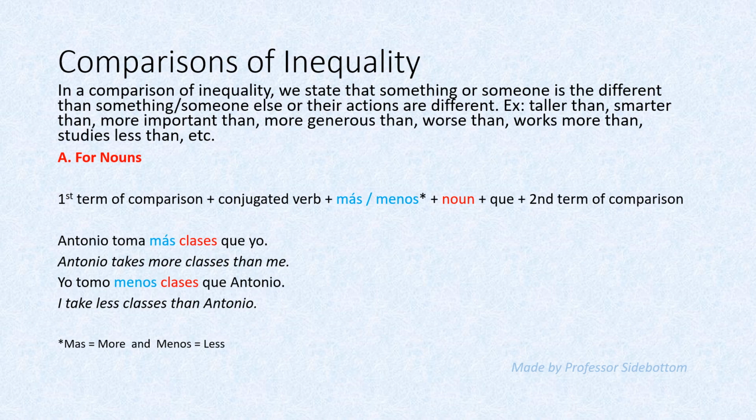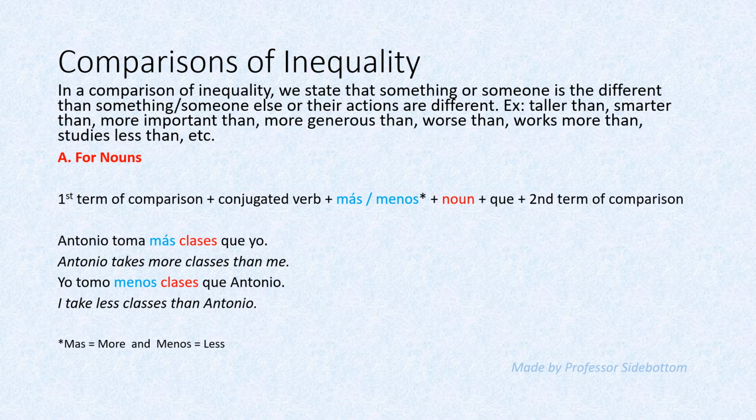Now let's talk about comparisons of inequality for nouns. We use the following formula. First term of comparison plus conjugated verb plus más or menos plus noun plus que plus second term of comparison. And here are two examples. Antonio toma más clases que yo. Antonio takes more classes than me. Yo tomo menos clases que Antonio. I take less classes than Antonio.